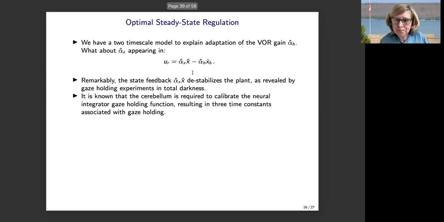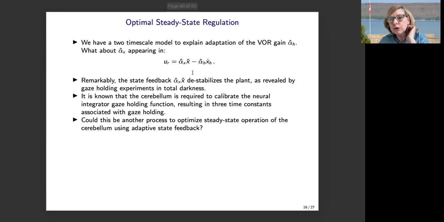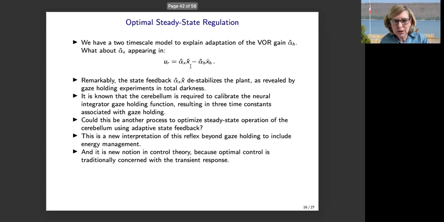But remarkably, it really looks to us like this is yet another energy management situation. So this reflex gain, if you follow a theoretical development that's the same as what I just showed you, writing the error model, having a 2 timescale architecture, what we find is that there's an identical adaptation law for this one as for this one. And so this is a new interpretation of this reflex. It's not just about gaze holding. It's really energy management. The cerebellum is doing energy management.